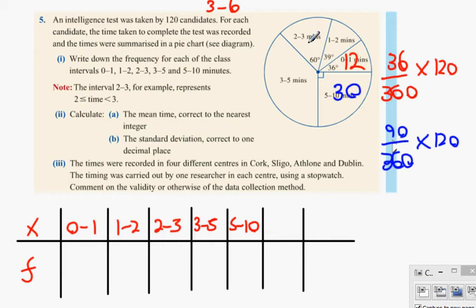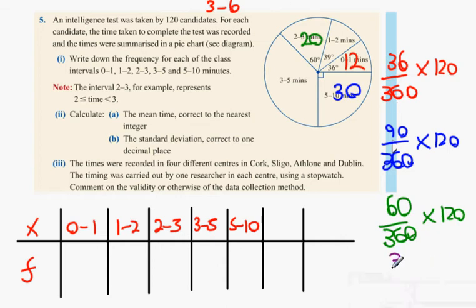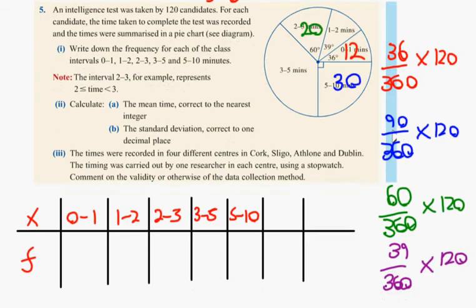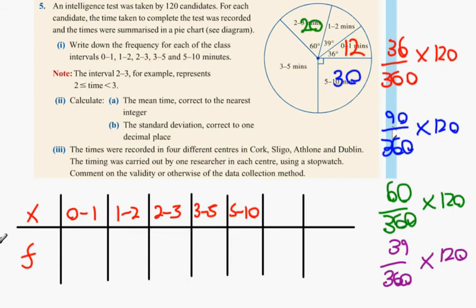The next angle is 60 degrees. It's going to be 60 divided by 360 multiplied by 120, 20 people. The next one is 39 divided by 360 multiplied by 120. What's that? 13. 13, okay? Now, there's two ways of doing this.